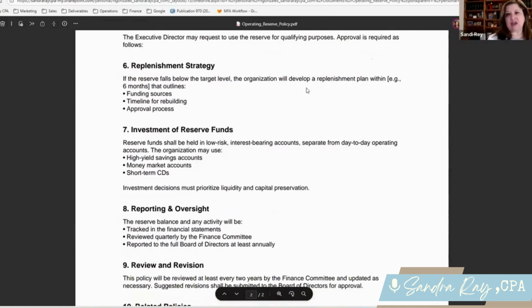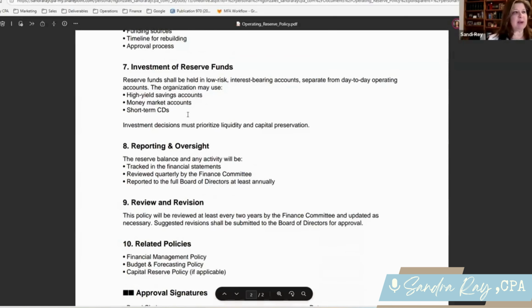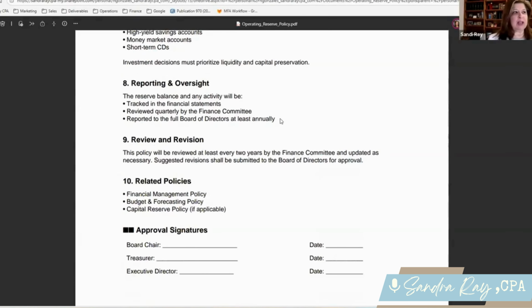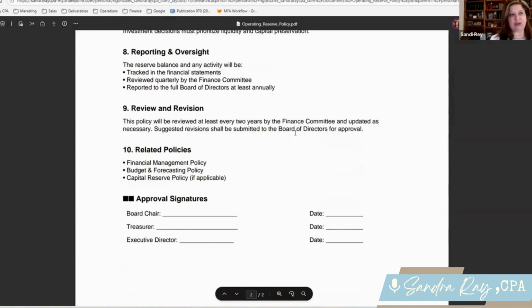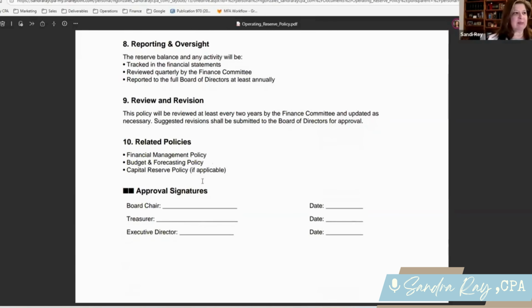A replenishment strategy. If you're going to pull money out, then how are you going to put it back in to build that reserve up? How are those reserves going to be invested? Reporting and oversight. There's a section on that. And review and revision, and then related policies that someone might want to review when they're reviewing this.